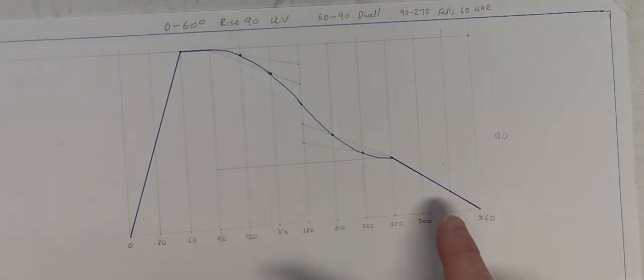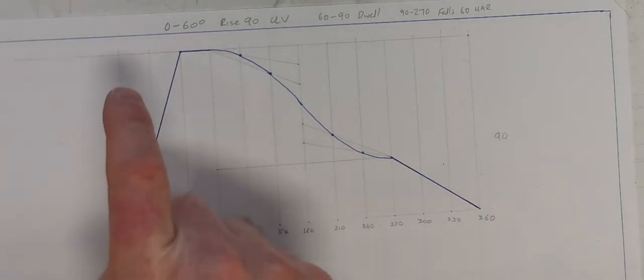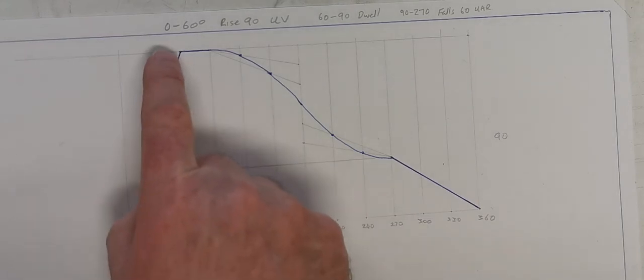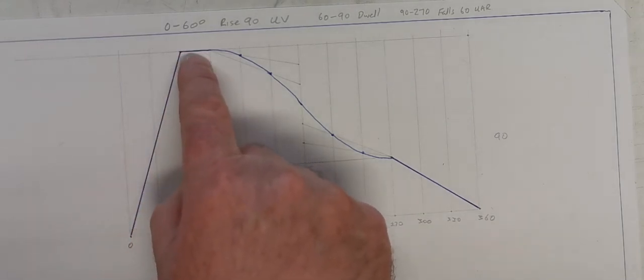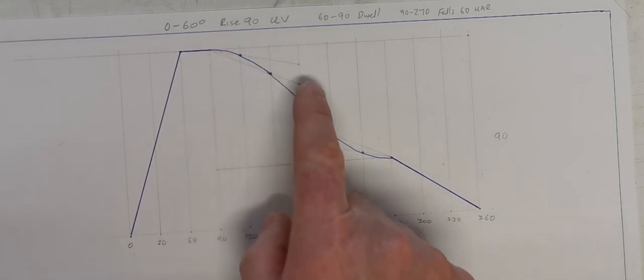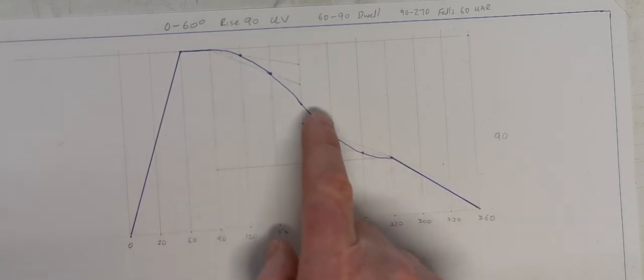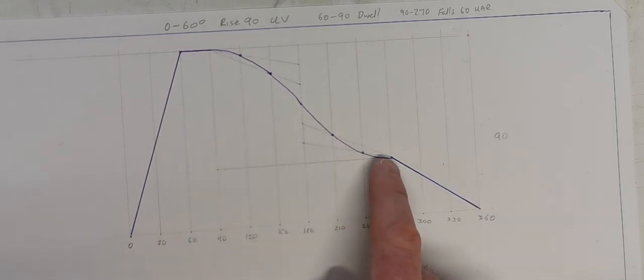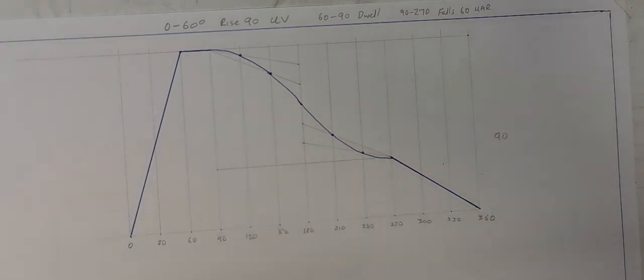And that is that. So uniform velocity is a straight line. There's the dwell. There's the falling by uniform acceleration and retardation, and it falls the rest of the way with uniform velocity.